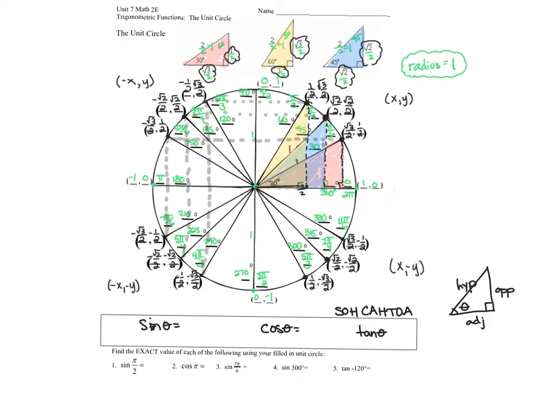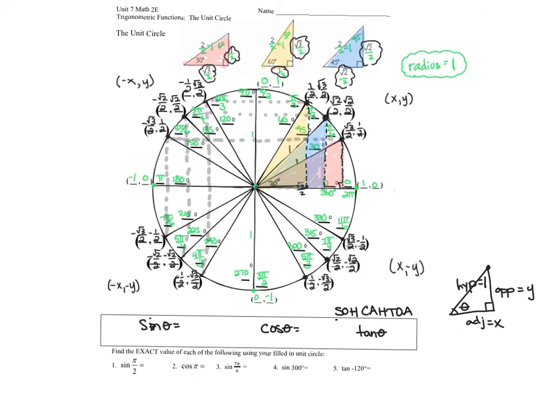Using the pink, blue, and yellow triangle above, my adjacent side was my x coordinate. That was the distance I traveled along the x-axis. My opposite side was where I got my y coordinate. That's how far up or down the y-axis I traveled to get to my point. And in all of these, my hypotenuse was equal to 1.